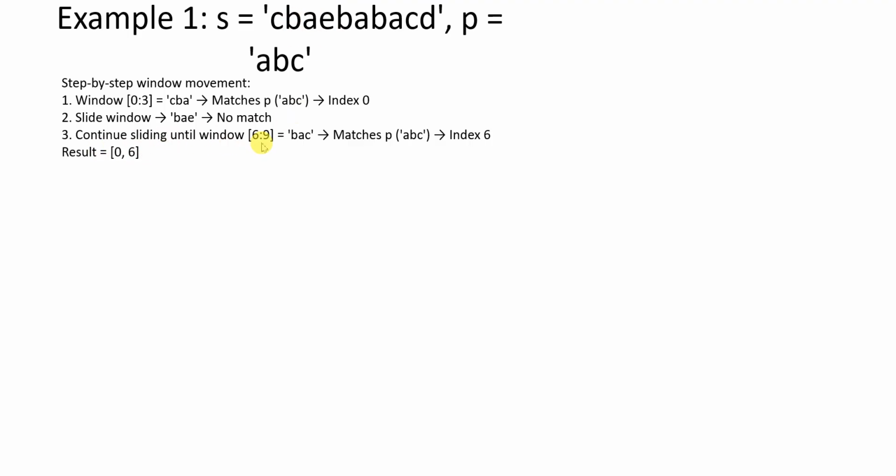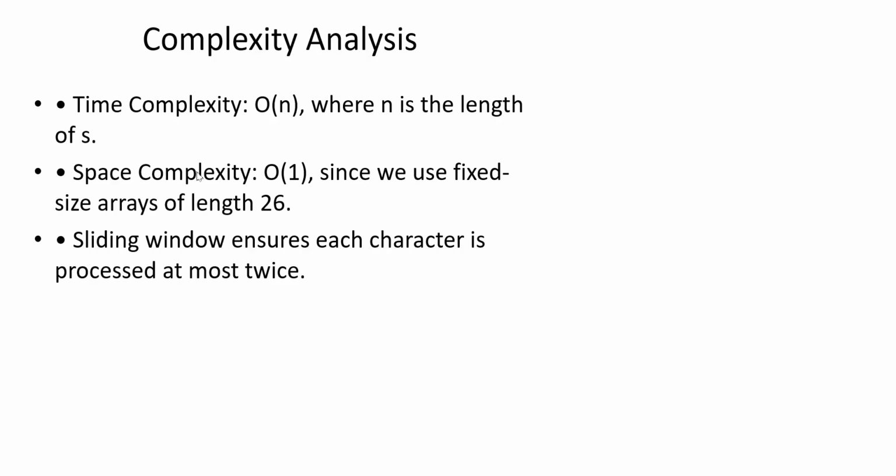Then we continue sliding till we reach the end, so 0 1 2 3 4 5 6. This is the last index till which we can move forward, because at BCD, if we expand further, we'll be out of index and we'll not have the window size of 3. So we'll expand it accordingly and store all the indices.